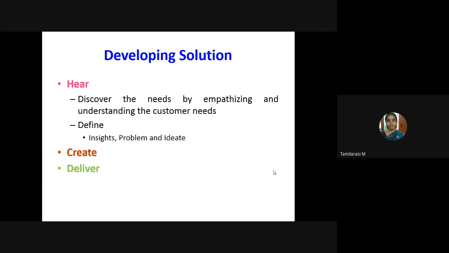So first you identify the needs, you discover the needs. This plays a major role, because if you identify the needs in a correct manner, then only your solution will be the worthy one.